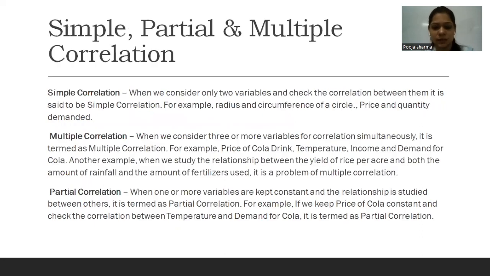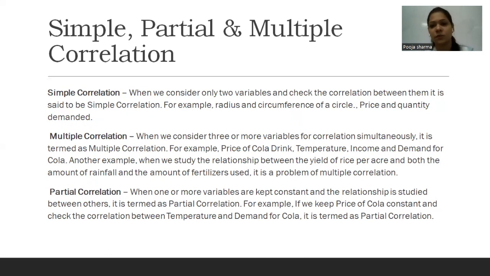The other types of correlation are simple, partial, and multiple correlation. A simple correlation is the correlation between two variables. The example could be the radius and the circumference of a circle, or the price and the quantity demanded for a particular commodity.